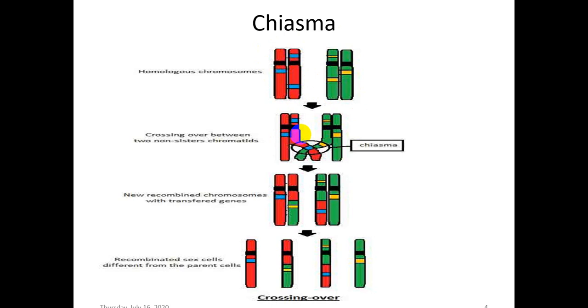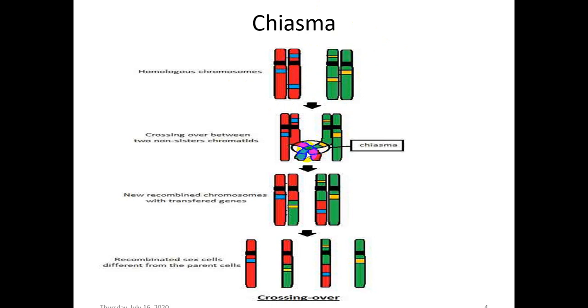Sorry, it is not paired. I'm sorry, this is a chromosome and this is a chromosome, and they are paired. There are 2 chromatids. These are chromatids, not chromosomes. So they are paired at the spindle while the spindle is formed.